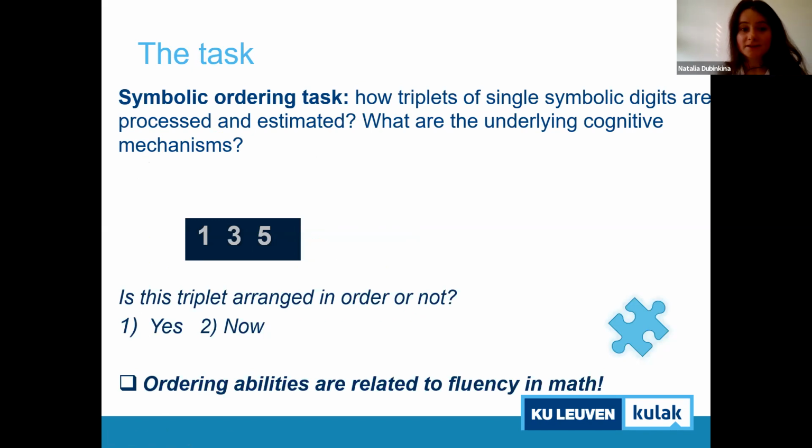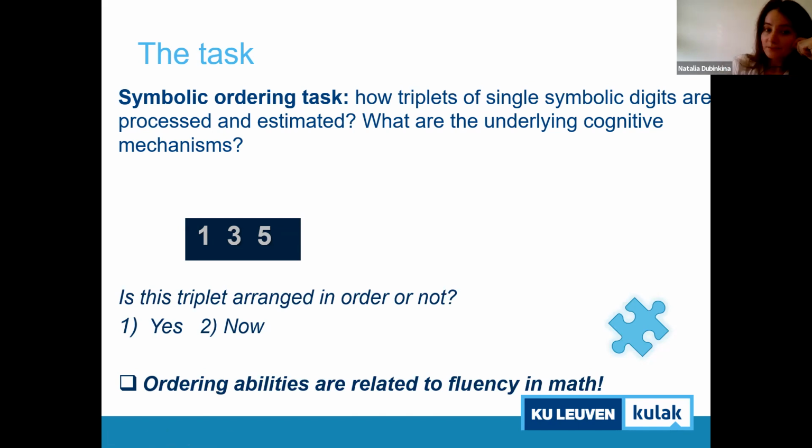Typically, in the experimental context, ordinality is measured with the so-called symbolic ordering task, or order verification task, as it's sometimes called, when the participants are presented with triplets of symbolic digits, and they need to indicate as fast as possible whether they are arranged in correct order or not. This is also an influential line of research, because performance on this task is shown to be related to math abilities both in adults and in children, and both cross-sectionally and longitudinally.